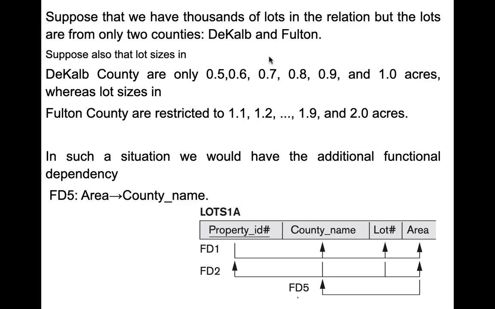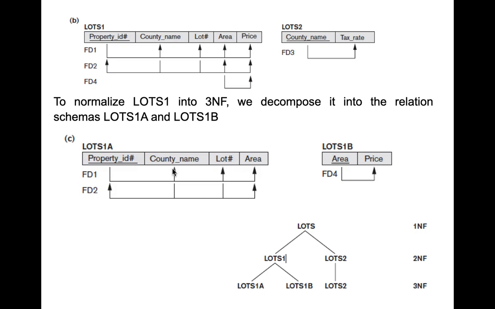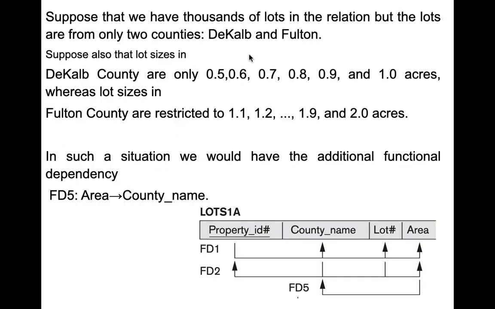Now imagine there are thousands or 1 lakh properties for sale, and consider this relation. Let's take lots 1A. Property ID is there, county name is there, lot number is there, area is there, and there are thousands of properties for sale. But there is a restriction: just assume this example, purely to understand BCNF, that all the properties are from 2 counties, DeKalb and Fulton.